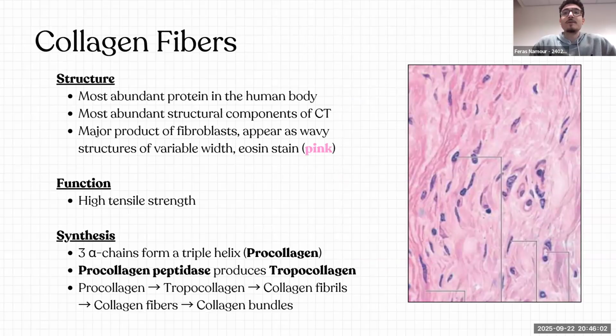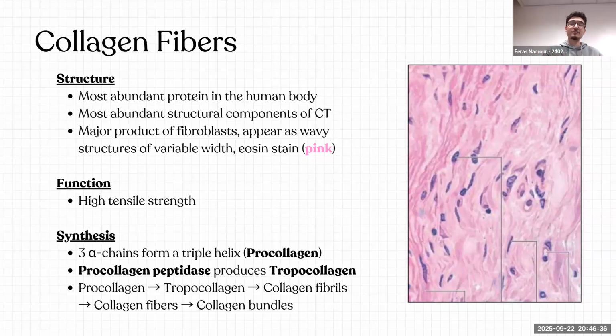Collagen, everyone's favorite topic, I think, by now. Collagen fibers, here are some facts about collagen. It's the most abundant protein in the human body, and it's the most abundant structural component of connective tissue. We said earlier it looks pink and so on. Over here, I can see fibroblasts, and all of this is collagen. Collagen is a protein, and its main function is support. High tensile strength for support.